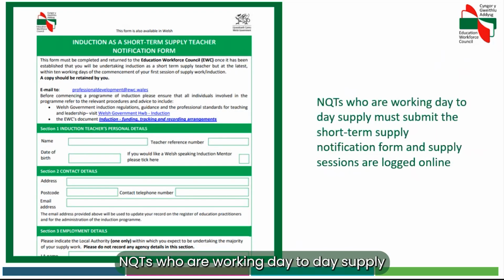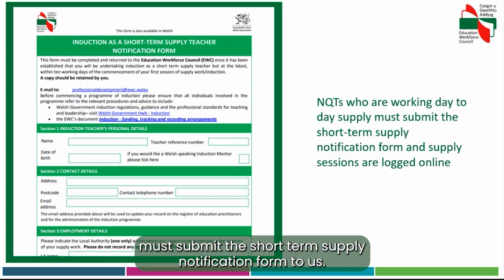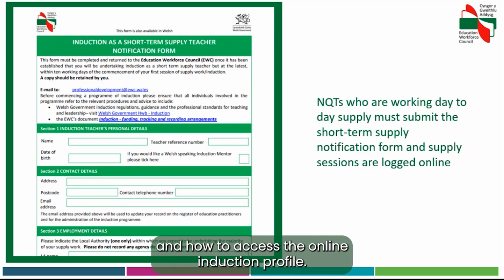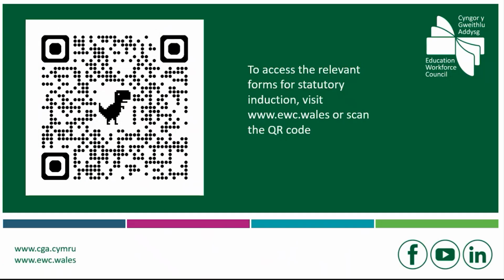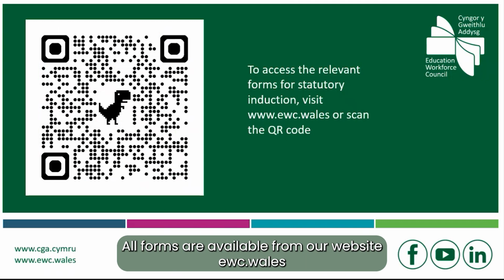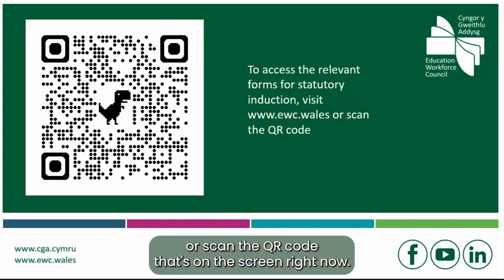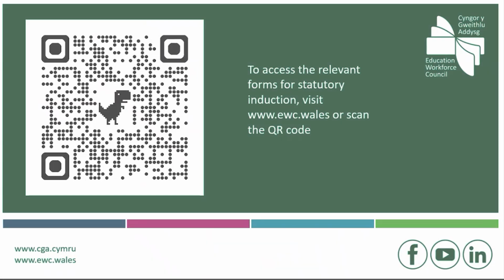NQTs who are working day-to-day supply must submit the short-term supply notification form to us. Once we have processed the form, we will send an email with details on how to record supply sessions with us and how to access the online induction profile. All forms are available from our website, ewc.wales, or scan the QR code that's on the screen right now.